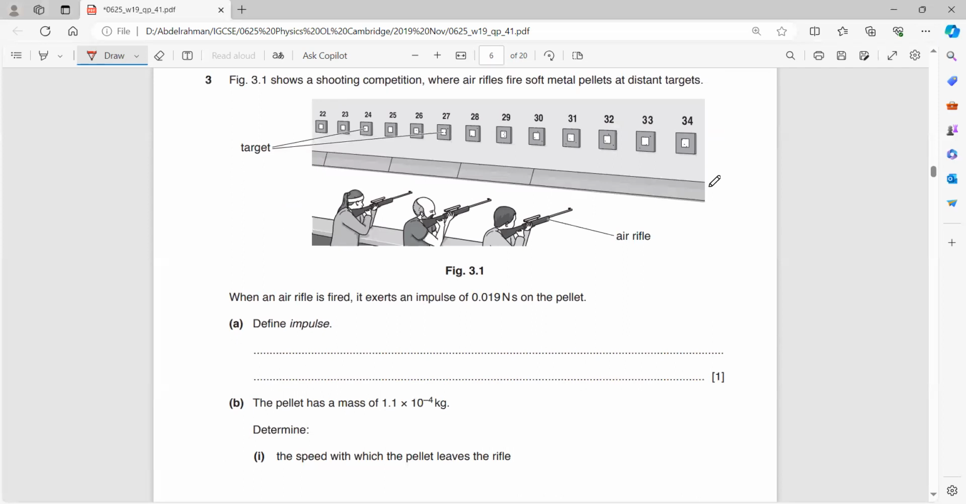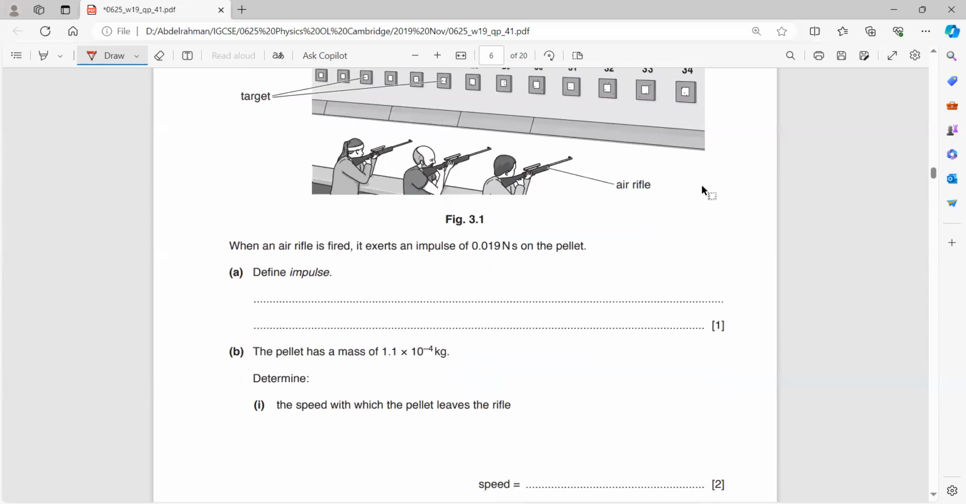Next question. Define impulse. What does impulse mean? Change in momentum. Bravo. Impulse is the change in momentum. How can we calculate the impulse? Force times time.